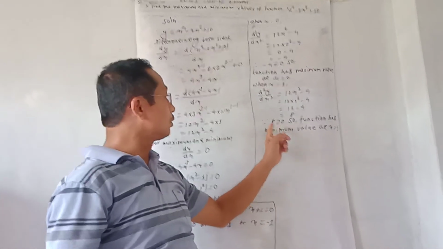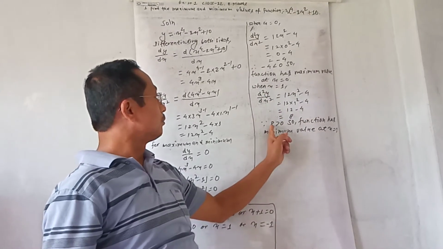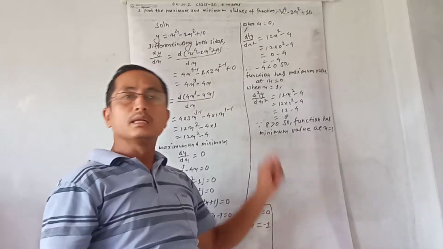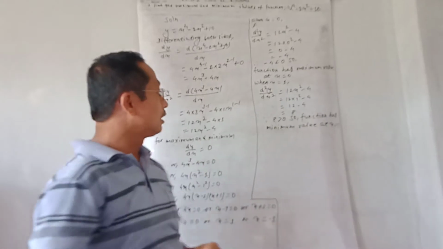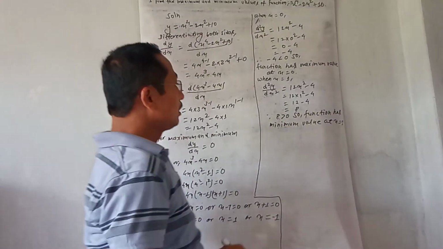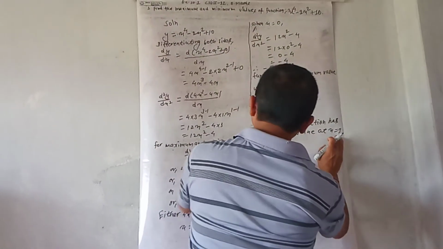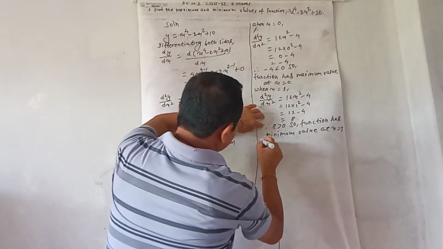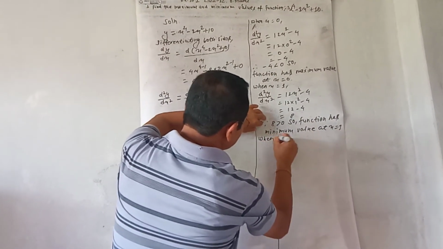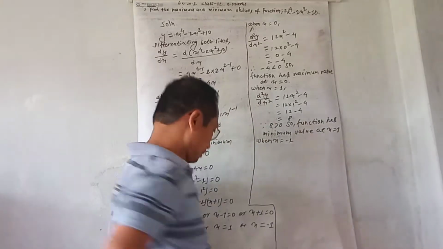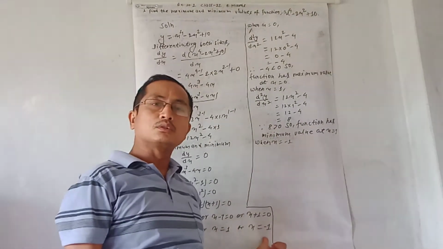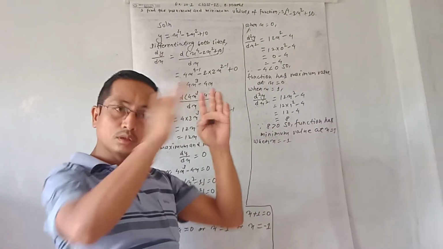When x is equal to 1, the value of the second derivative is 8, and 8 is greater than 0. That means the function has a minimum value at x equal to 1. Now when x is equal to minus 1, the x value is minus 1 also. That's why we have to take all three values.